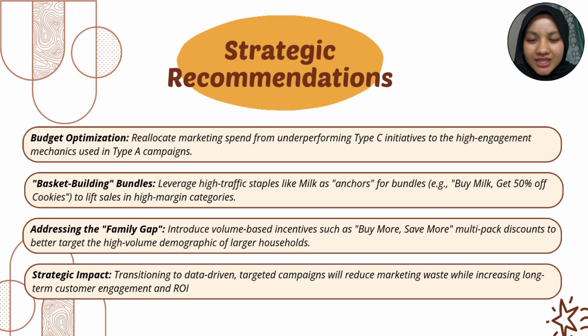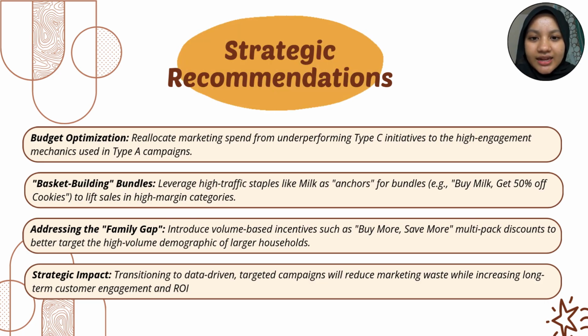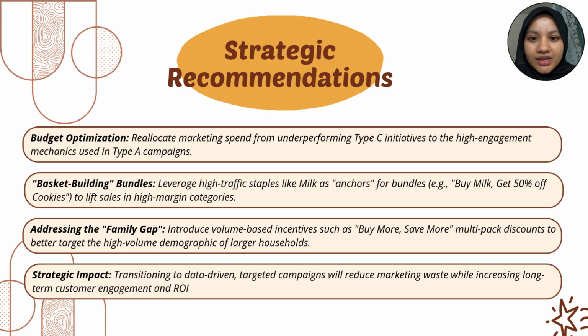First, for budget optimization, marketing spend should be reallocated from underperforming Type B and Type C campaigns to the high-engagement mechanic used in Type A campaigns. Second, basket-building bundles can be introduced by leveraging high-traffic staples such as milk as an anchor product. For example, buy milk, get 50% off cookies to increase sales in higher-margin categories.